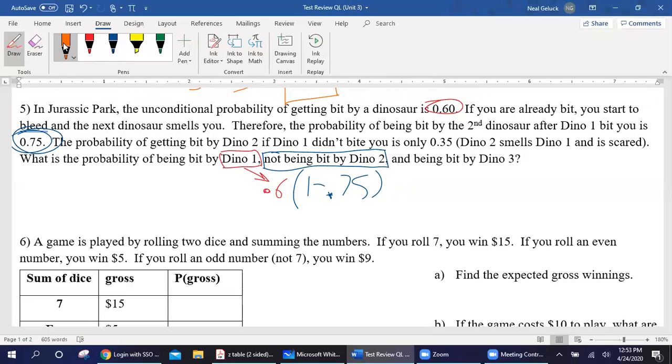And then for the third dinosaur biting you, again, look at what happened before. The previous dinosaur did not bite me. And it says the probability of getting bit by Dino 2 if Dino 1 didn't bite you is 0.35. So the probability of being bit by a dinosaur after not being bit is 0.35.